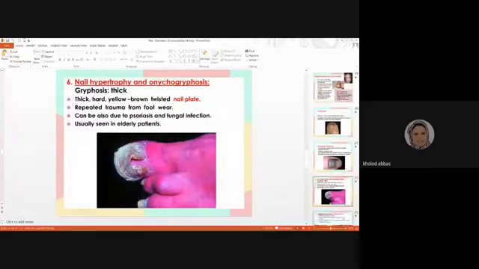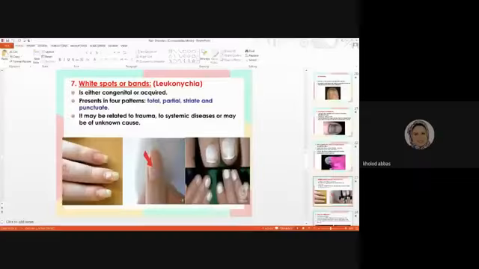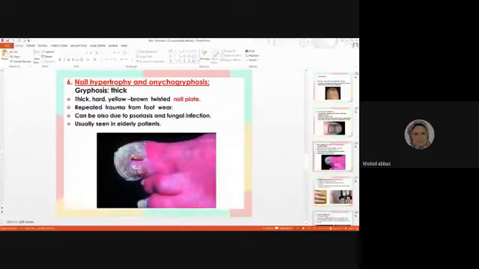Nail hypertrophy or onychogryphosis. Gryphosis means thickness. Here we have a thick, hard, yellowish brown, twisted nail plate. It occurs in repeated trauma, can also occur in psoriasis and fungal infection, and is seen in elderly, neglected patients also.